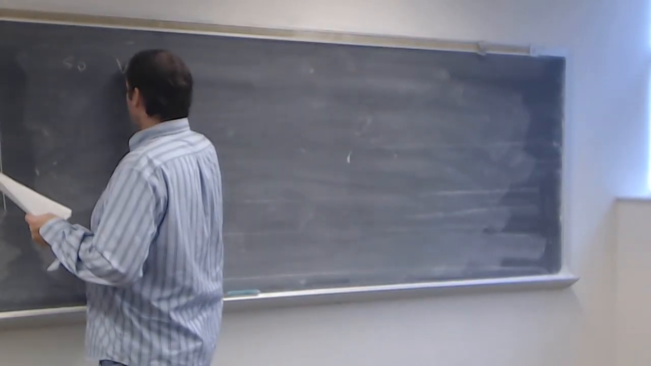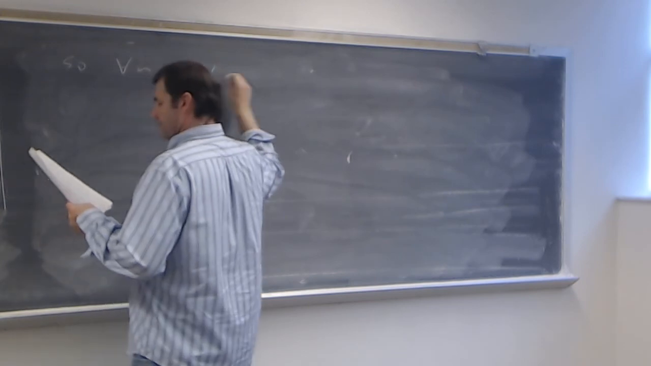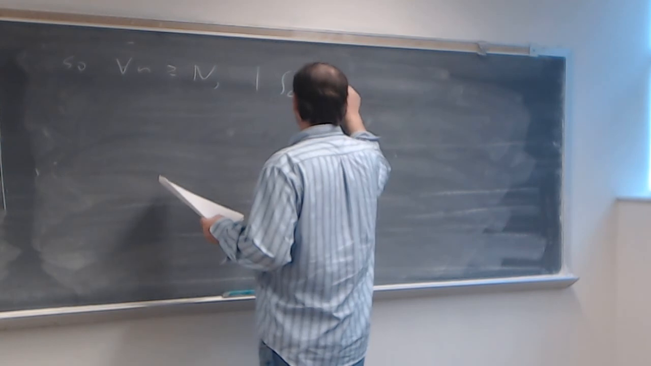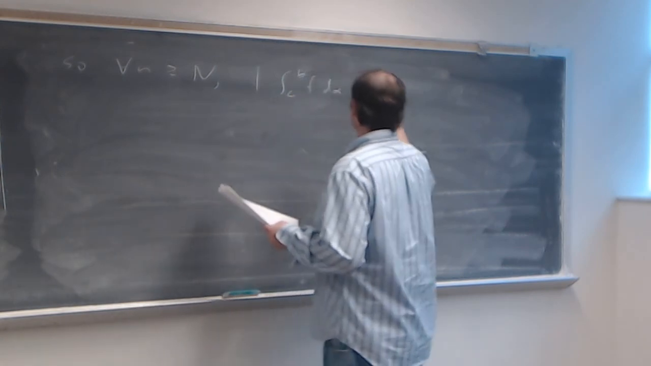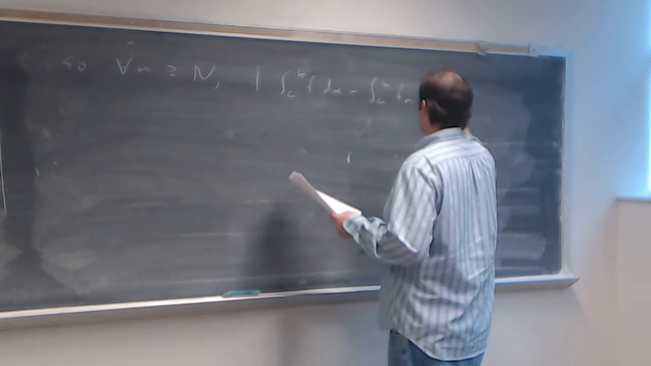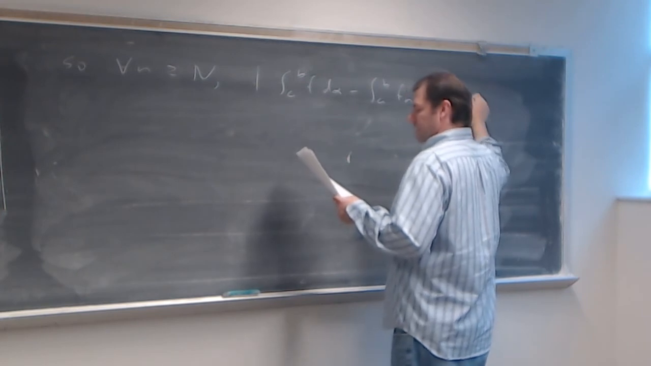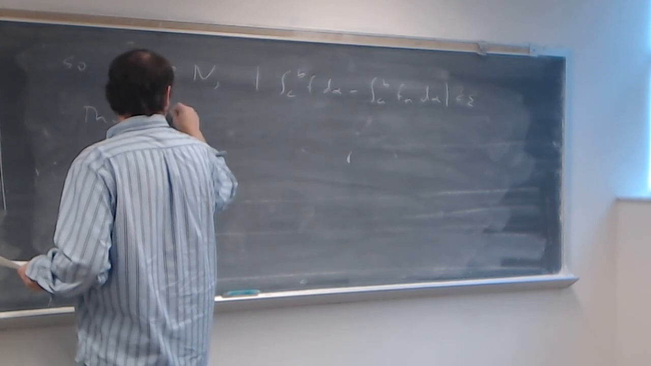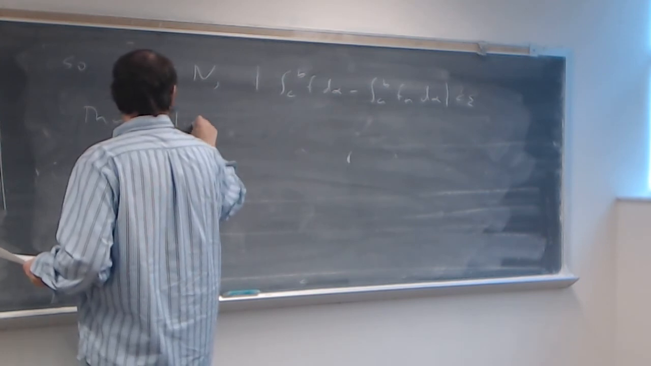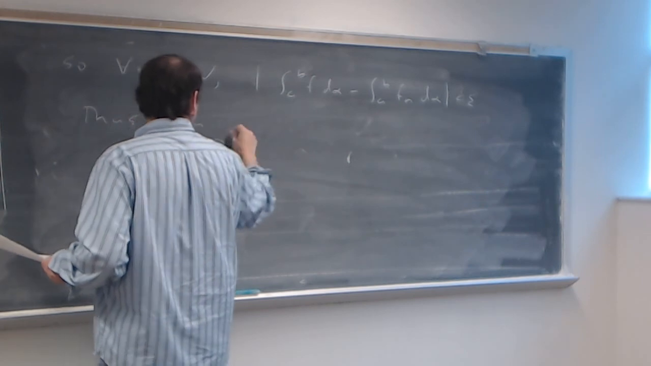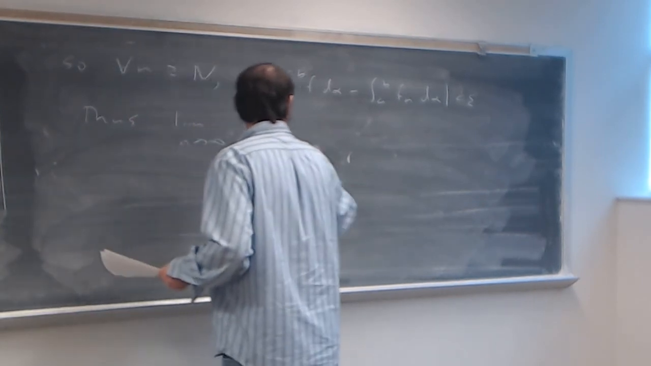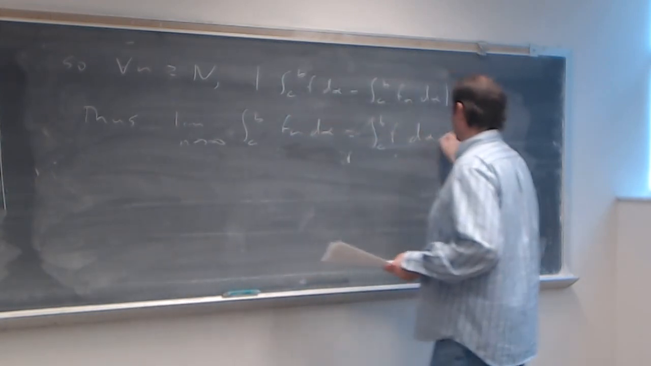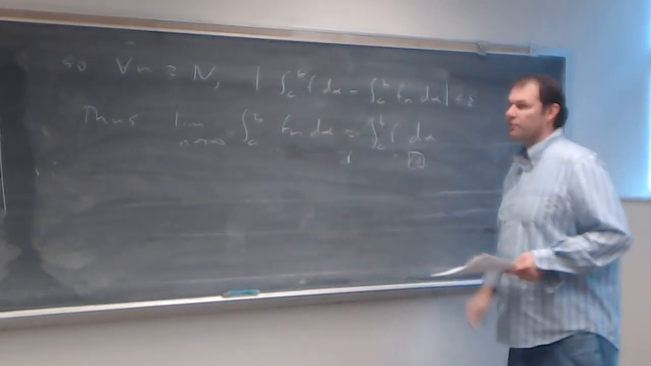So, for all n bigger than or equal to this big N, the absolute value of the integral from a to b of f d alpha minus the integral from a to b of f sub n d alpha will be less than epsilon, and that gives us that the limit as n goes to infinity of the integral from a to b of f sub n d alpha is equal to the integral from a to b of f d alpha. And that's the last thing we're going to prove.